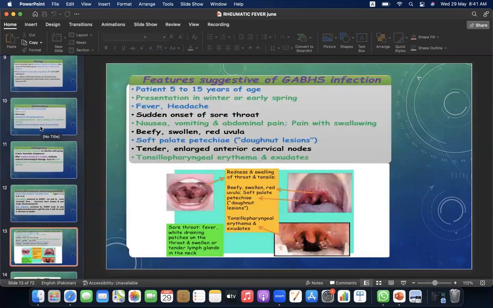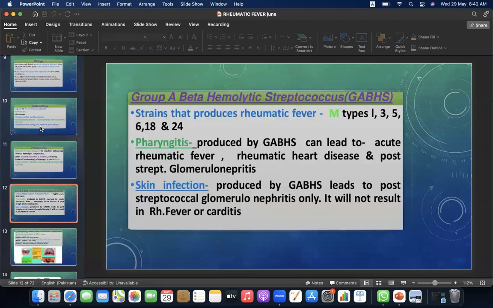Features suggestive of the group A beta hemolytic streptococci infection. The patients are mostly 5 to 15 years of age, presentation in winter or early spring. There would be fever, headache, sudden onset of sore throat, nausea, vomiting, abdominal pain, pain with swelling, beefy swollen red uvula, soft palate petechiae, donut lesions, tender enlarged anterior cervical nodes, tonsillopharyngeal erythema, and exudates. Group A beta hemolytic streptococcus.